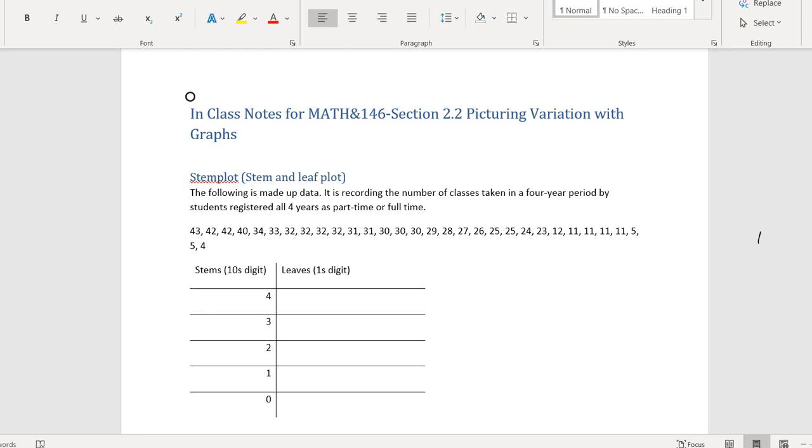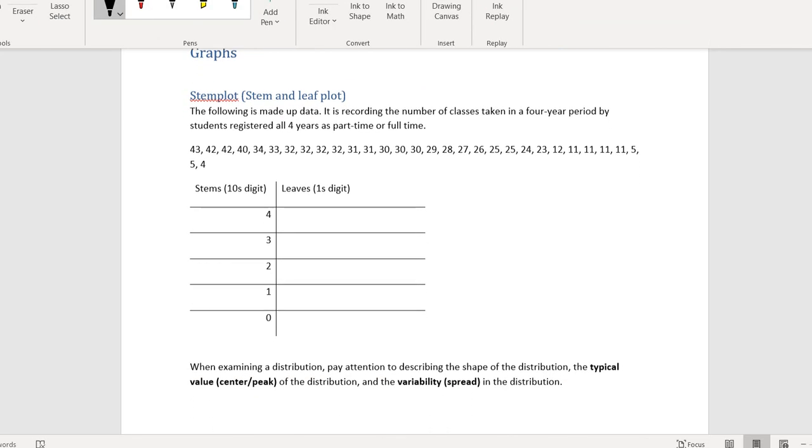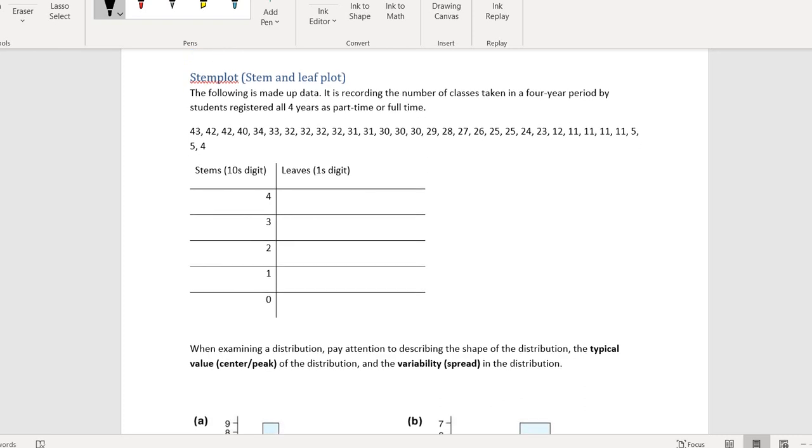First off is a stem plot. What a stem plot allows us to do is summarize data rather quickly without using a histogram or a dot plot. It's going to group numbers by the tens digit, and then we're only going to list off the ones digit.